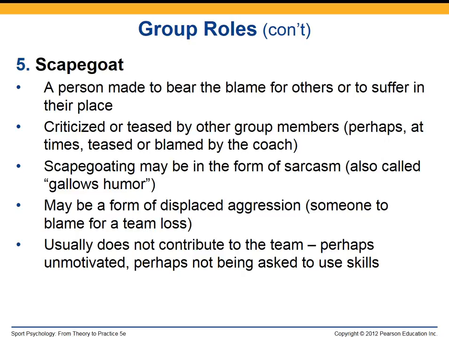Another role that we have present is someone called the scapegoat. And this is kind of a dangerous one to have, especially if this person is being used as a scapegoat by the instructor or by the coach. This is the person who is made to bear the blame for others or suffers in their place. A lot of times scapegoats are criticized or teased by other group members. Sometimes they're not well liked by teammates, or they might not even be well liked by the coach. And this can be very dangerous because it's a form of displaced aggression. It's someone to blame. And usually this person doesn't end up contributing to the team, maybe because they're unmotivated, or maybe they're just not being given a chance or asked to use their skills.